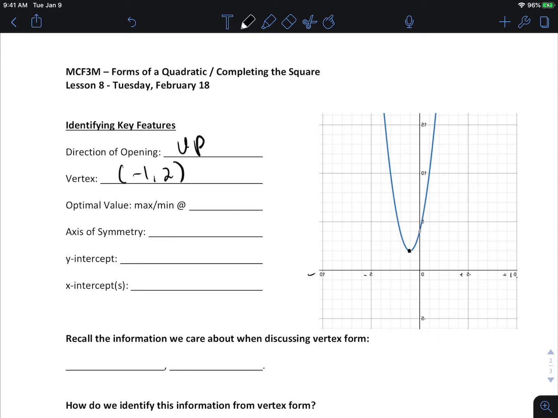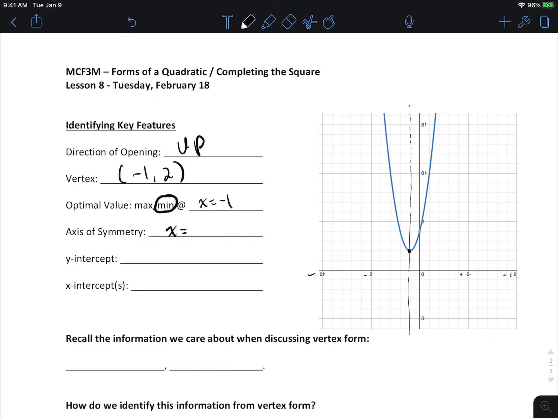Okay, and then the optimal value, is there a maximum or a minimum? There's a minimum, right? Because it can't go any lower, it's a minimum at x equals -1, right? And then the axis of symmetry is where the parabola gets split in half, right?